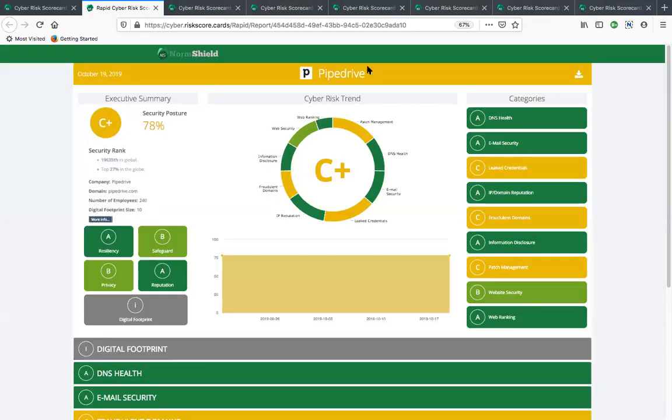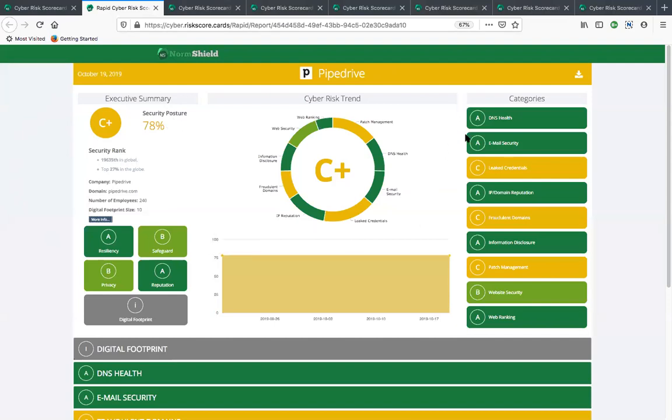But what is key, and what I want to focus on first of all as an initial classification, is where I position this vendor on the actual chart. So I've started off and I've said they're critical because I share data with them, and I've now got an overall executive summary of what their risk is. Their risk is C+, and it's a score of 78.